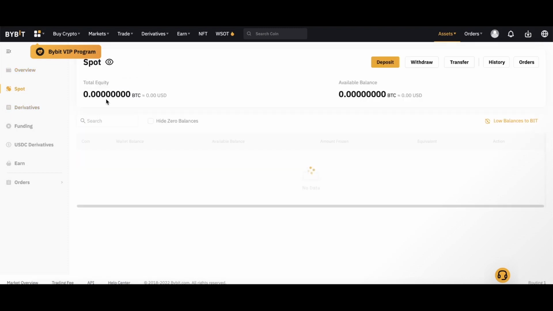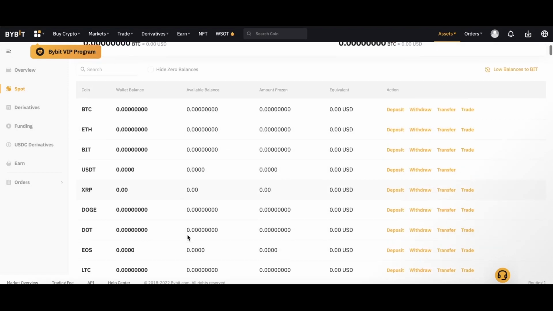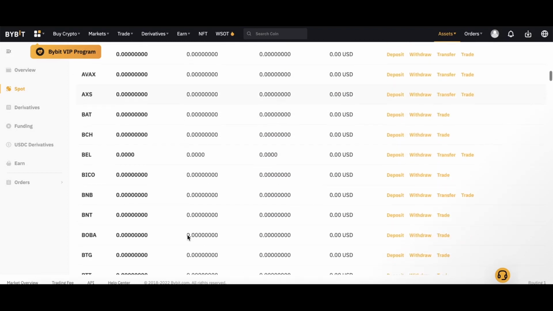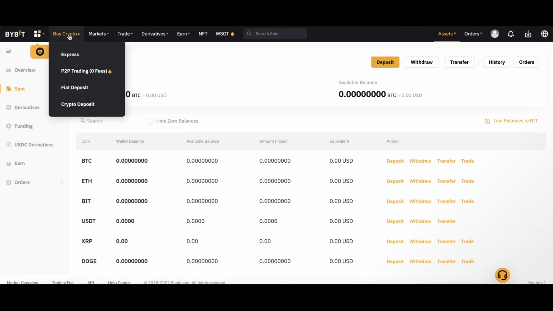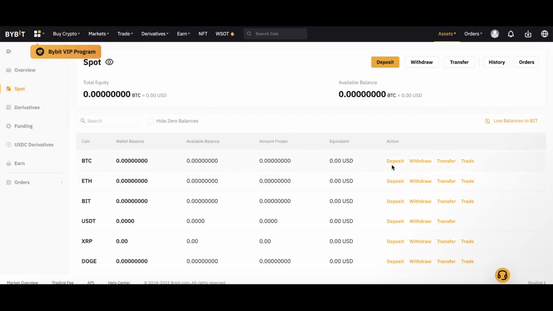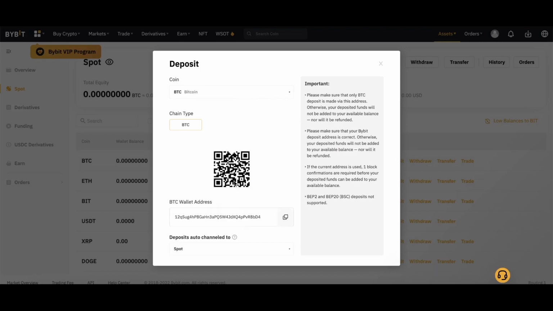So here we have the spot assets. Spot assets is where you have, for example, Bitcoin, Ethereum, USDT, XRP, and you can see some more coins here too. That is the first thing I want to talk about, that you can buy cryptocurrencies. If you want to buy cryptocurrencies, you can click on buy. Or if you have Bitcoin on another exchange, you can go on deposit, copy your Bitcoin wallet address, and then send the Bitcoin from your other account to your Bybit account.